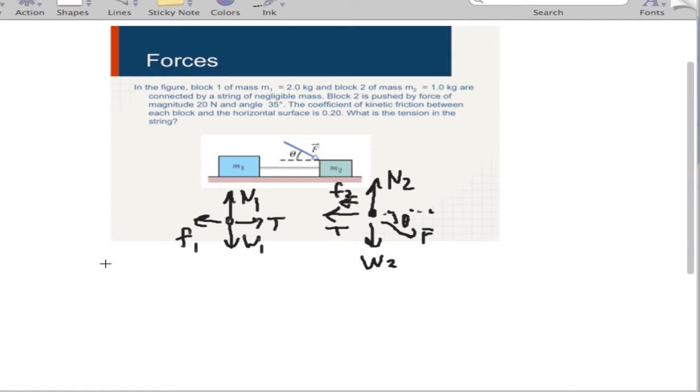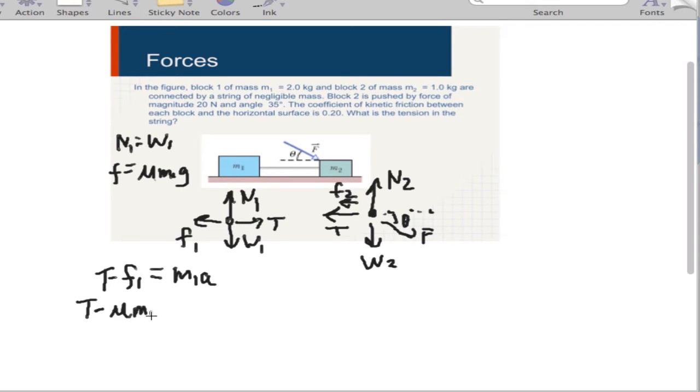Now, given this fact, what I want to do is set up equations in the x and y for each of these. So first I'm going to have the tension competes with the friction, but mass 1 still accelerates. And of course here, because we only have normal and weight in the vertical direction, I can do a little calculation here. Normal and weight balance, and so I'm going to get that friction is mu times m1g. So I'm just going to go ahead and do that substitution right now. Tension minus mu m1g equals m1a.